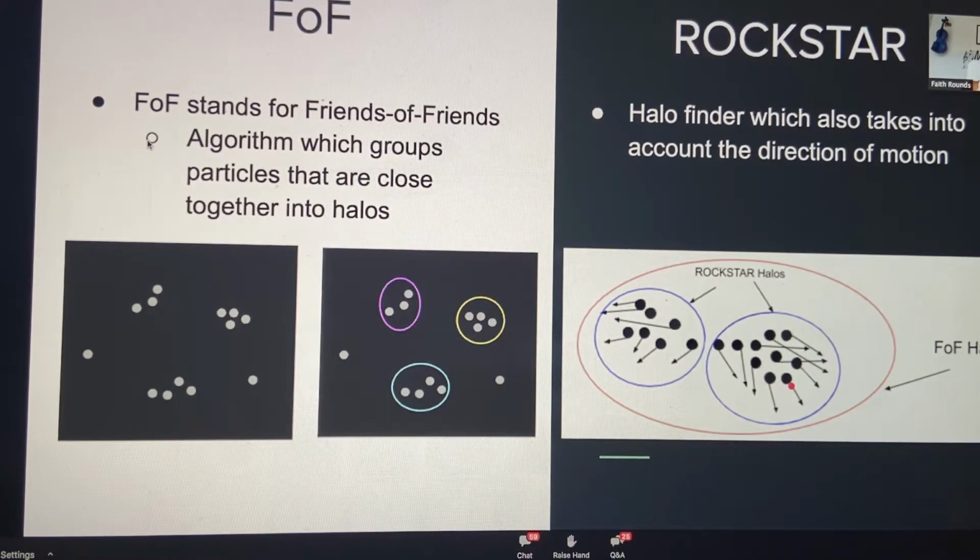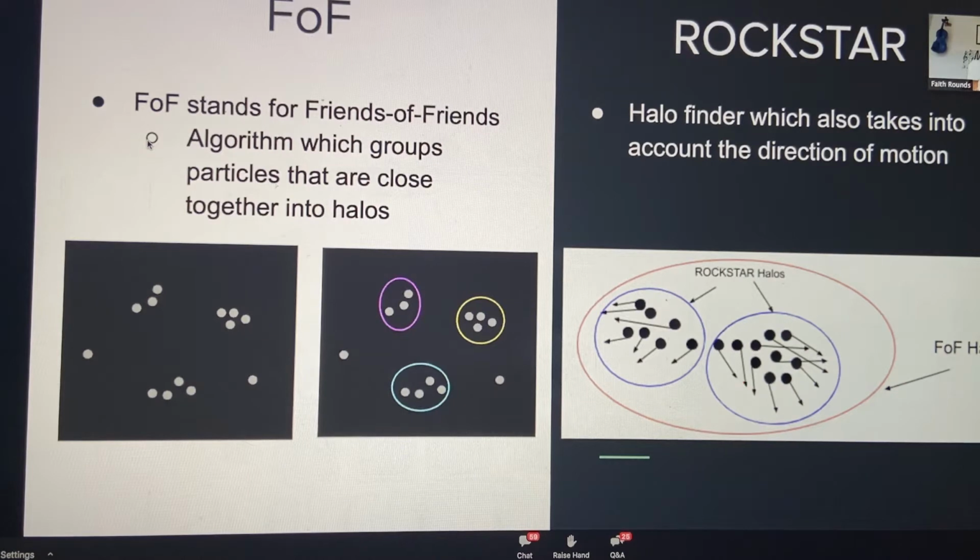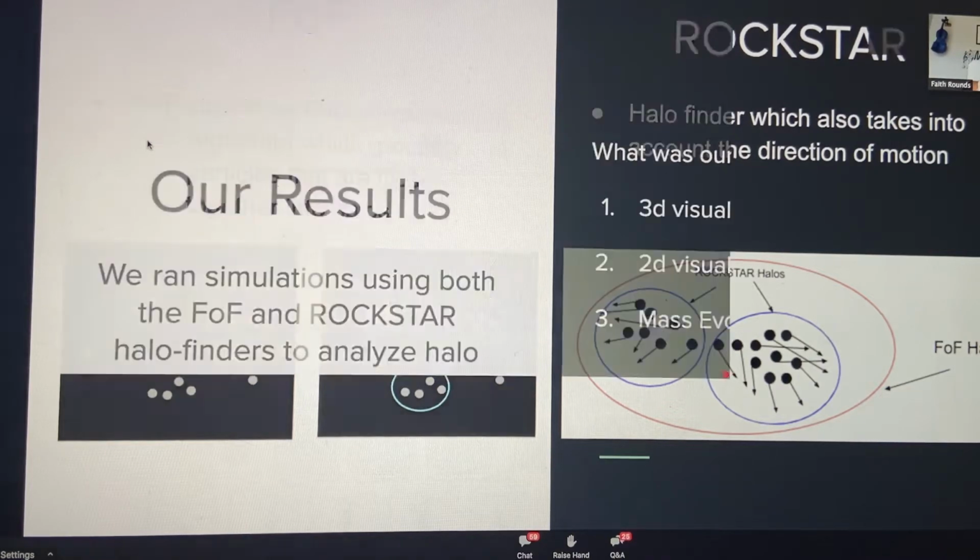The issue with FOF, as can be seen in the diagram on the right, is that FOF groups halos together that don't necessarily belong together. This halo should have been broken into two parts, as Rockstar does, because the particles are moving away from each other. And FOF decides to clump it together as one halo. This can result in halos losing improbable amounts of mass, and this shouldn't happen because mass should increase as time goes on. We looked into this issue and used mass plots and visualizations to help us understand it further.